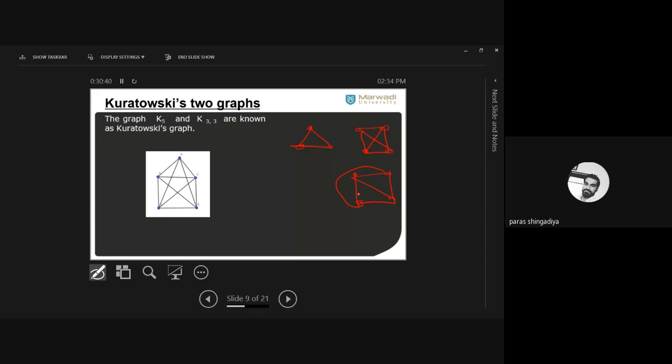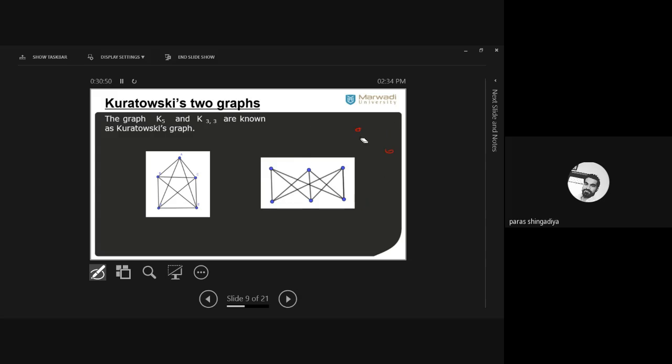Now the second graph, that is K3,3. That is the graph of K3,3. So here, why consider K3,3 only? Why is it not K2,3, K3,1, K1,3, and so on? So this graph has 6 vertices and how many edges?